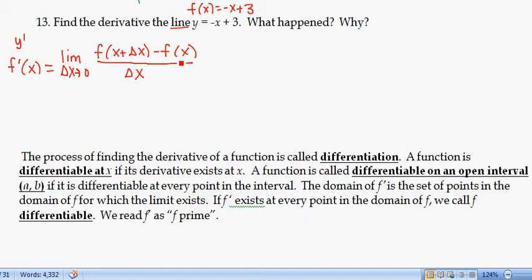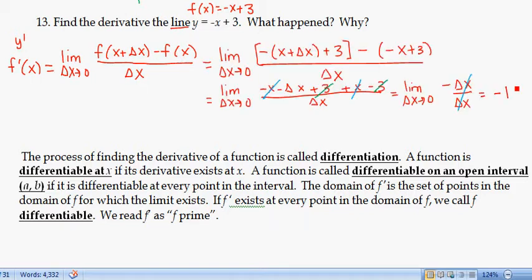I'm going to pause the computer too, and I'm going to write down the answer. But go ahead and pause it and work this out. Okay, compare your work to my work, and hopefully you got the same answer. That this derivative function is in fact not a function in terms of x, it's a constant function. The derivative f prime of x is equal to negative 1.